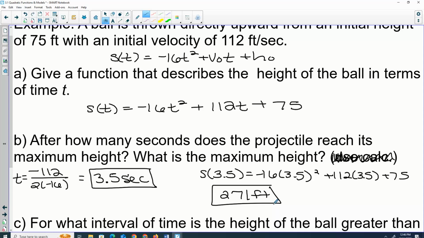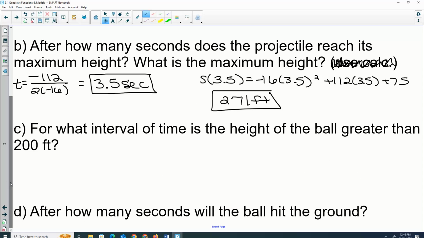So those are the types of questions that I would ask you on your homework, test, or quiz. But I do want to go ahead and look at part C. I'm not going to assess you on these because you don't have graphing calculators on your test anymore. However, it is still something that sometimes shows up on an ACT, so I thought I might show you guys a trick on your graphing calculators to help you for that. If it asks me, for what interval of time is the height greater than 200?